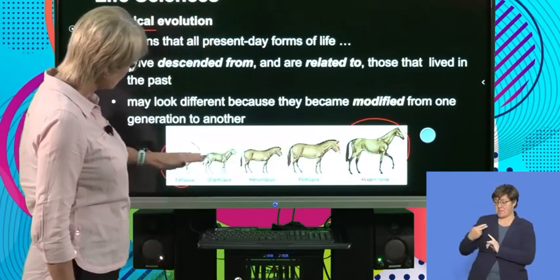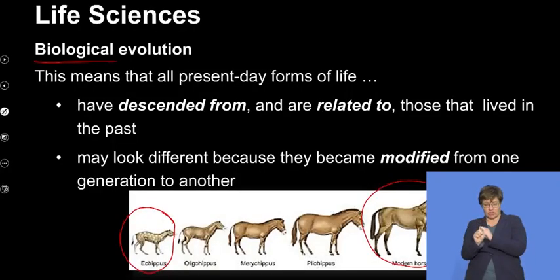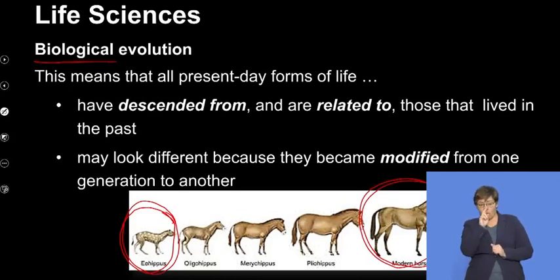Okay, and as you can see through the diagram here, there are changes. So if we have a look at the modern horse over here, we can see how it is different to its earliest ancestor over here. So even though that might not look the same, it is related, and it has evolved through the ages and slightly changed over time to what we know it as today.